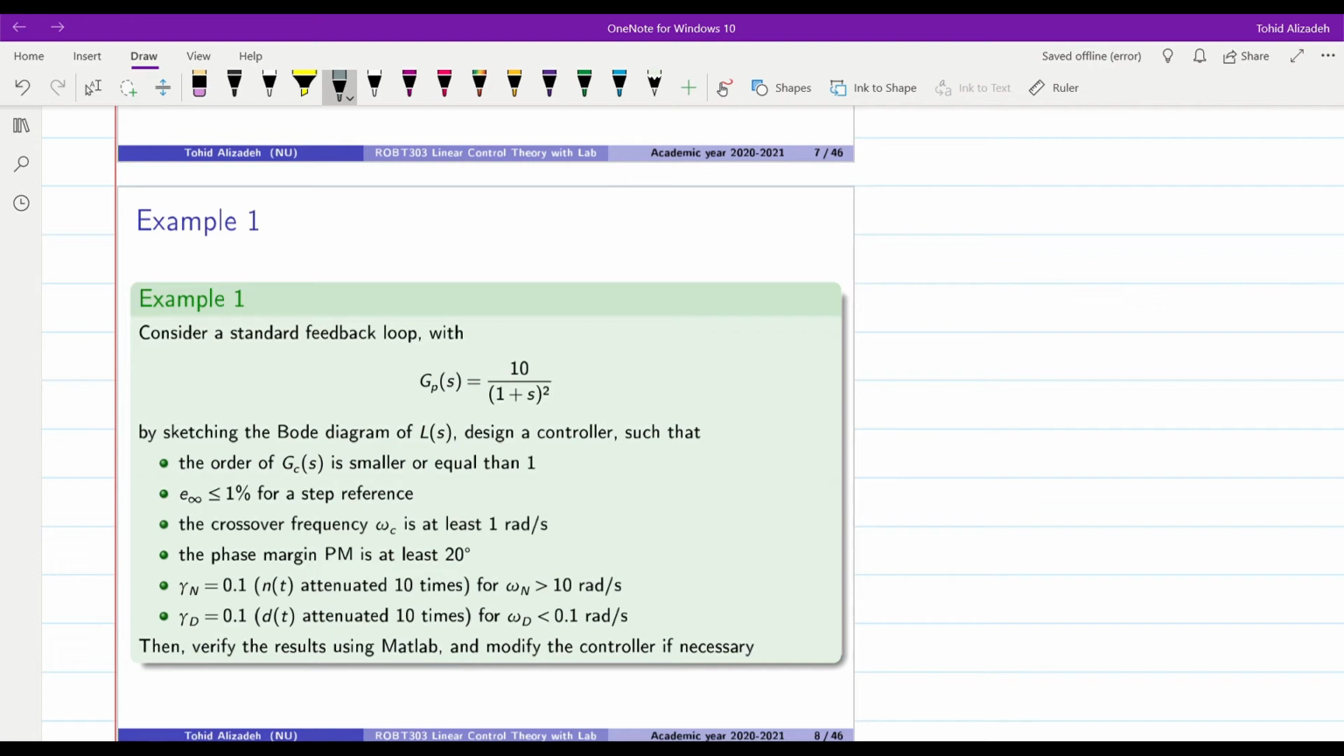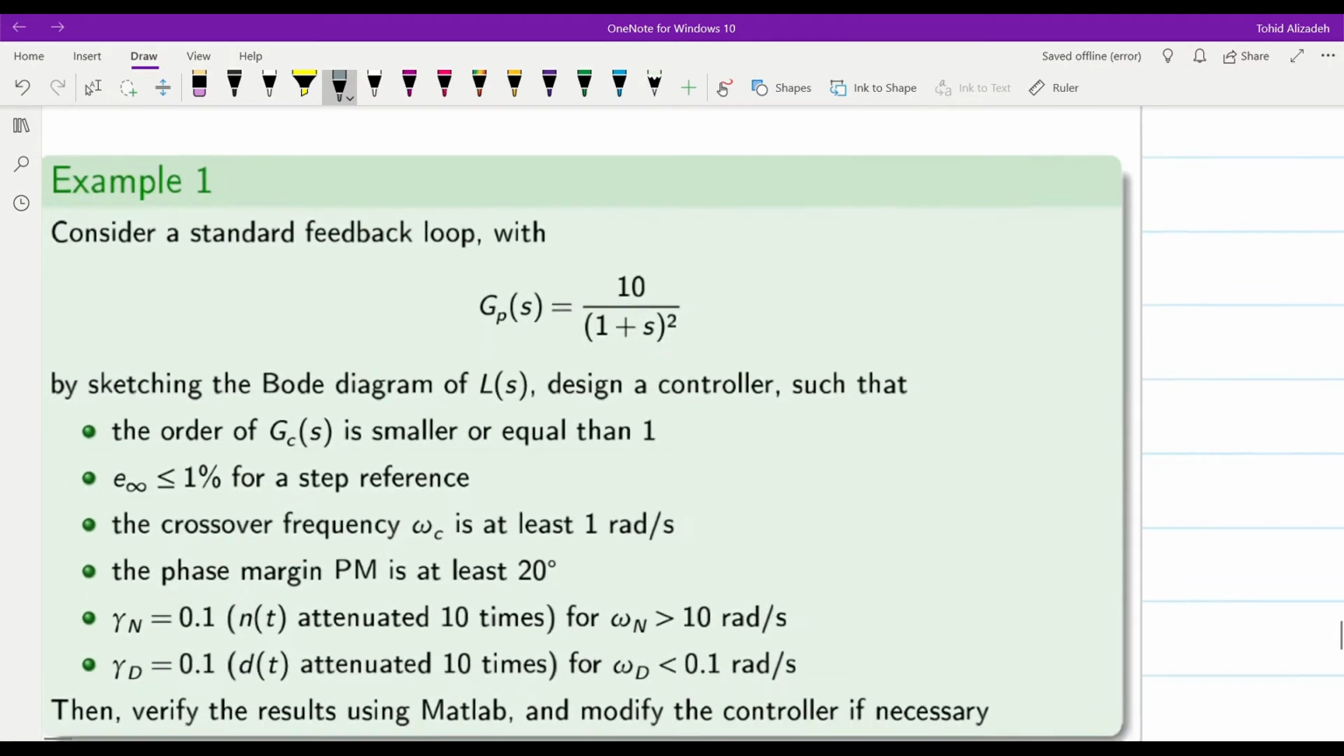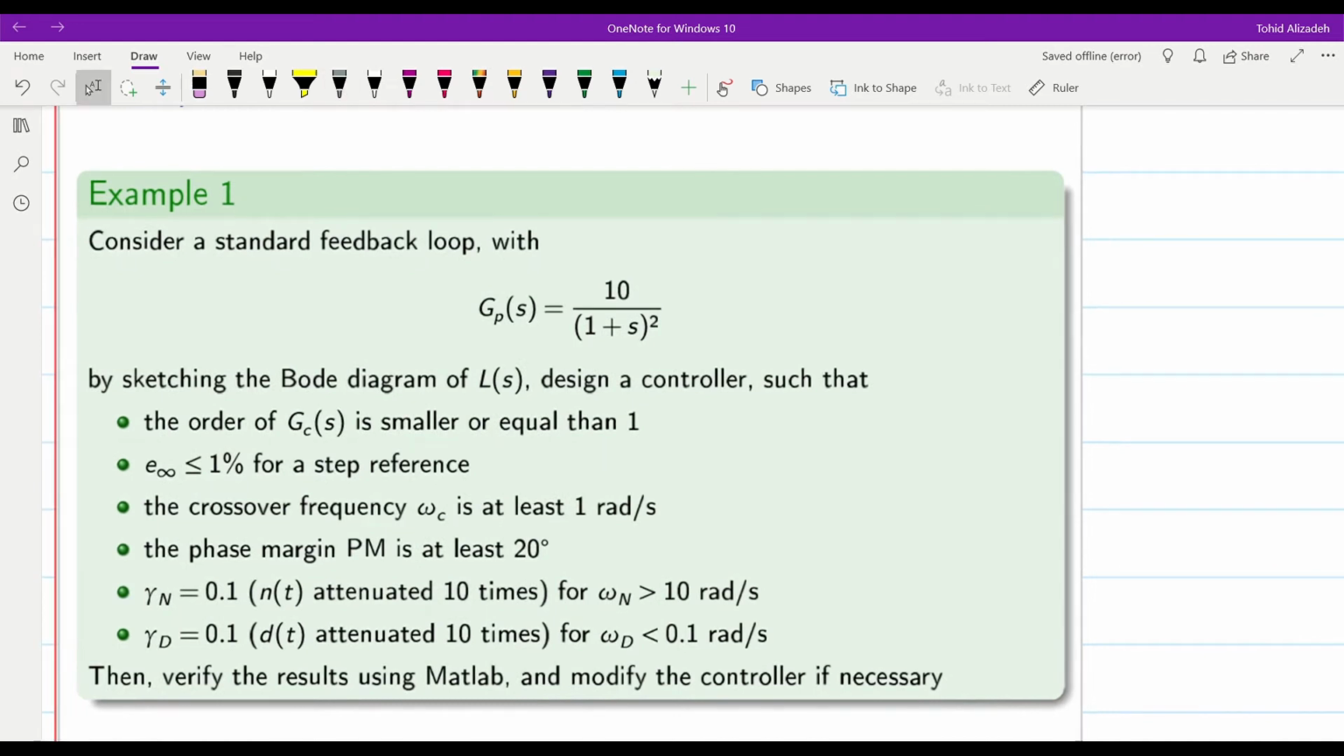Hello everyone. In this video we will go through an example in which we will design a controller for a given system using the frequency domain method. The system which is provided for us is in the form of a transfer function, with 10 over 1 plus s to the power of 2 as the describing transfer function.